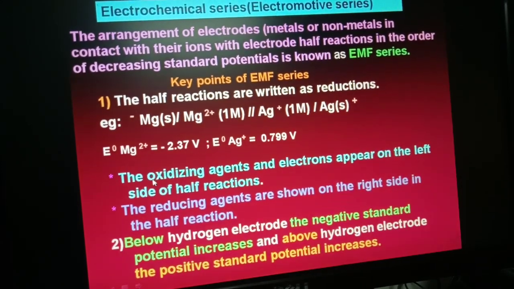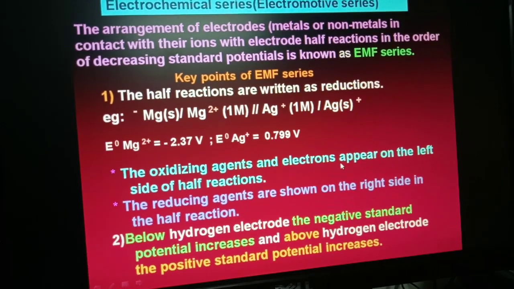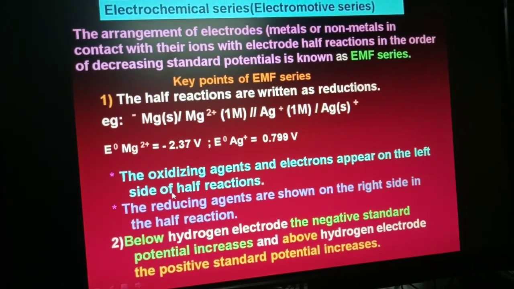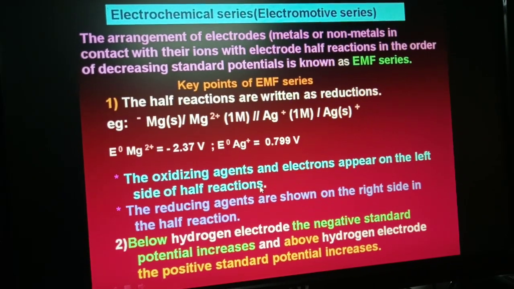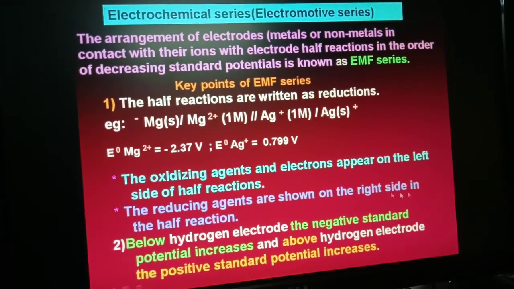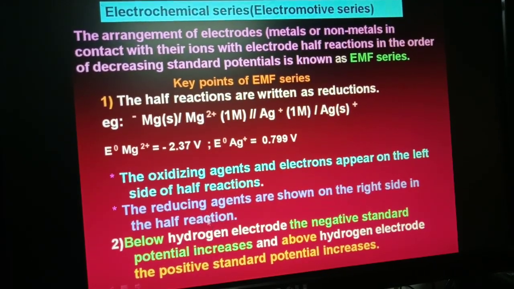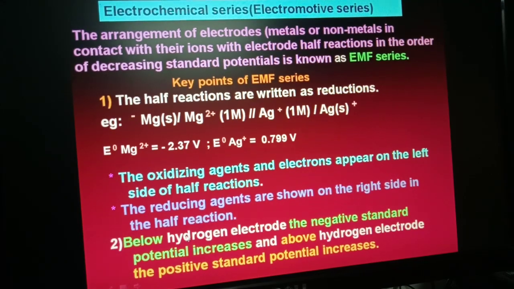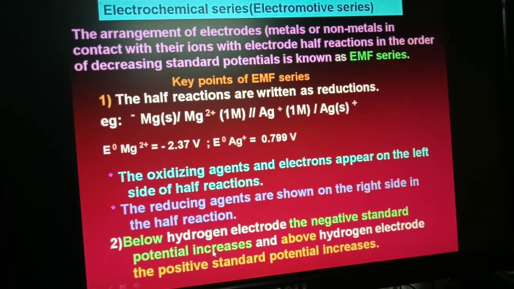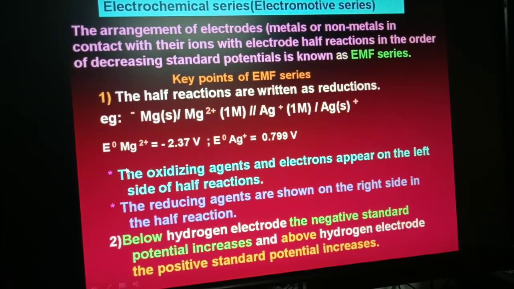In the series you have seen in the chart, the oxidizing agents and electrons appear on the left side of half reactions. I have shown you previously in the chart. The reducing agents are shown on the right side in the half reaction. Another important thing: below the hydrogen electrode, negative standard reduction potential increases, and above the hydrogen electrode, positive standard potential increases.